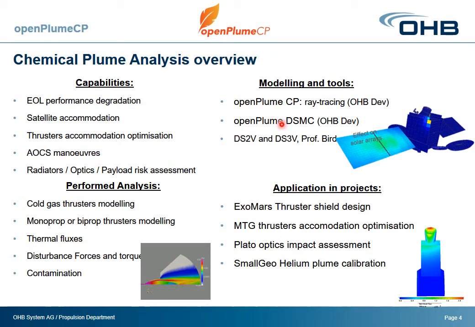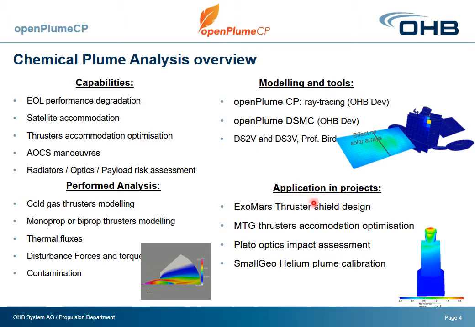The ray tracing, on the other hand, I will show later, is based on the CFD part and extrapolation in the far field. Both approaches helped us to really model different kinds of impact on the solar panel, on the different components present near the thruster. For example, here we have a print screen from the DS3V program.